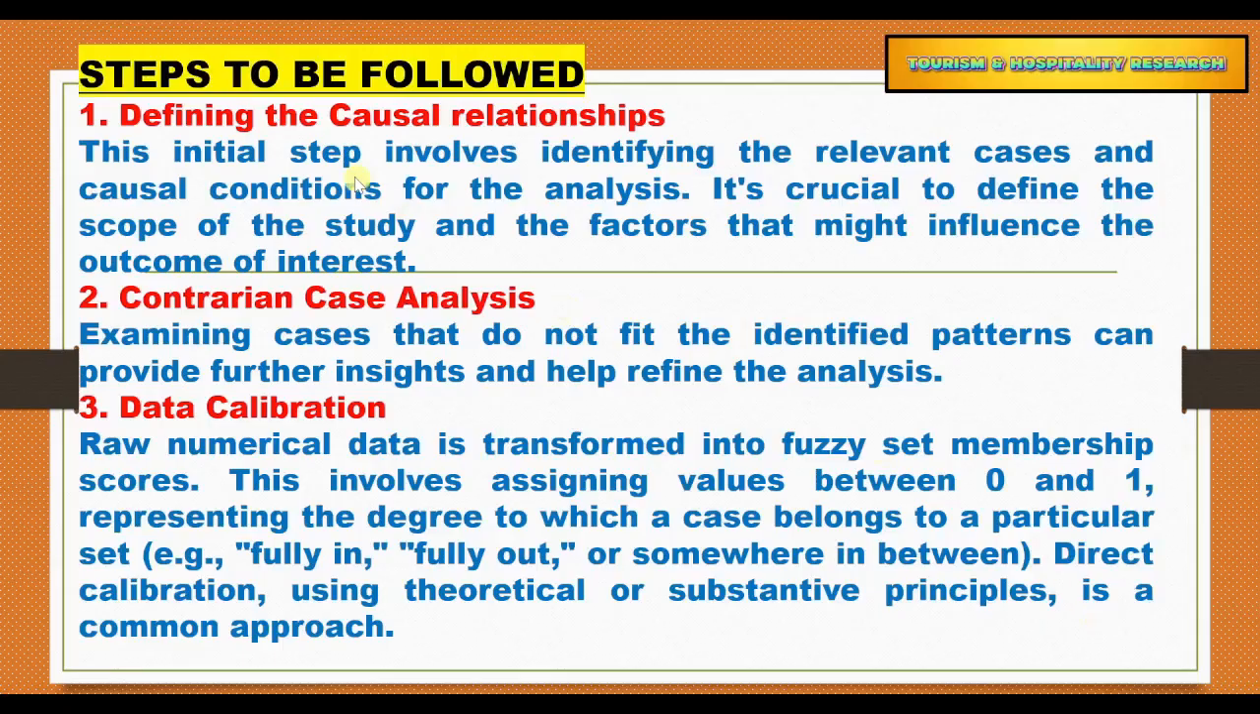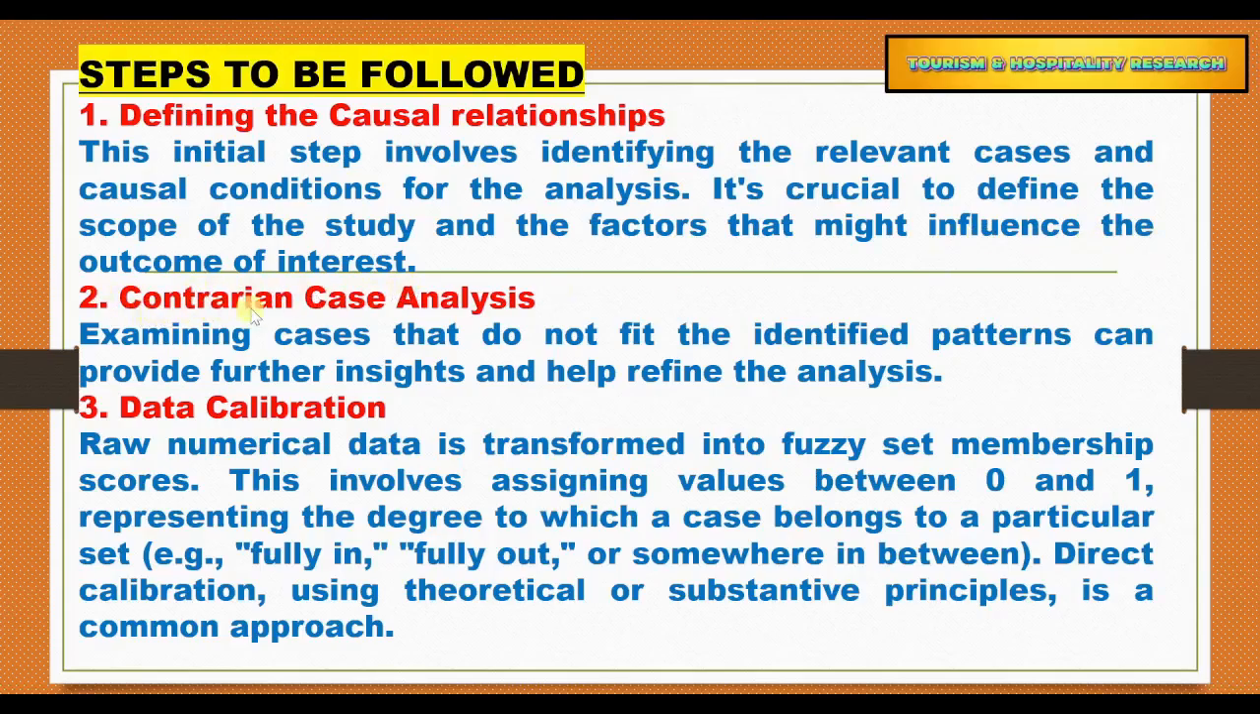These are some of the steps which need to be followed in order to do fsQCA analysis. First is defining the causal relationships based on the theory and the extensive literature review which you have done, and you have support for the causal relationship which you are trying to assess. It's crucial to define the scope of the study and the factors that might influence the outcome of interest.